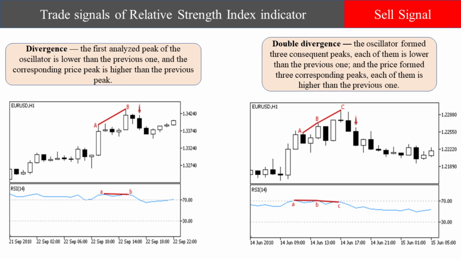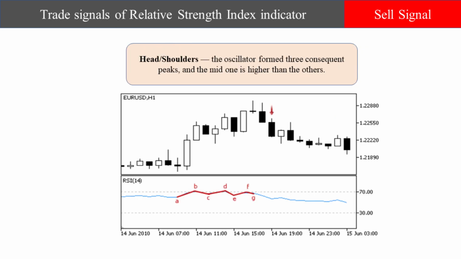Double divergence. The oscillator formed 3 consequent peaks. Each of them is lower than the previous one, and the price formed 3 corresponding peaks. Each of them is higher than the previous one. Head-shoulders. The oscillator formed 3 consequent peaks, and the mid one is higher than the others.